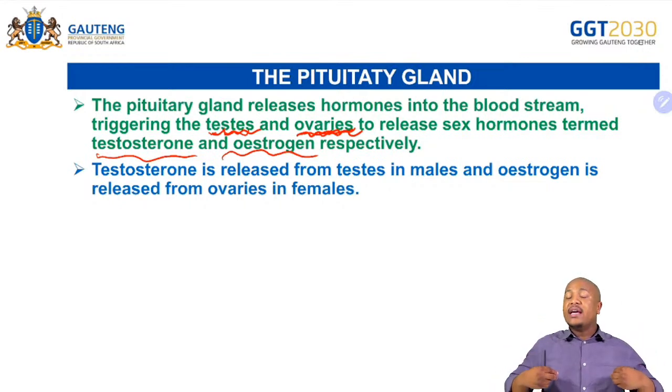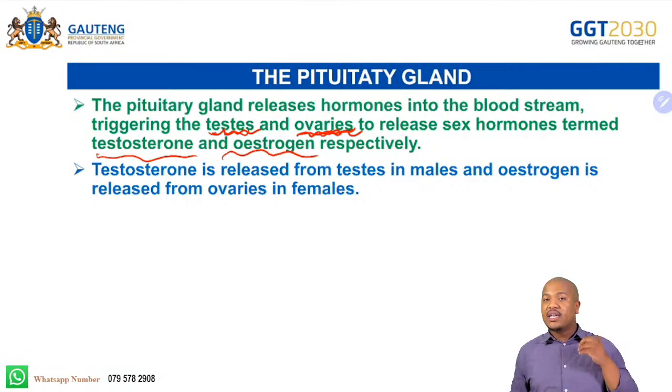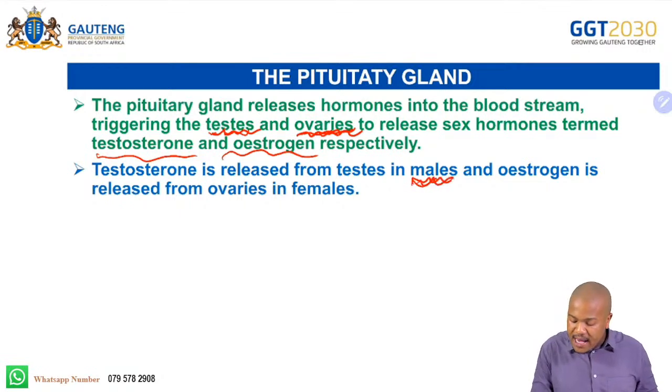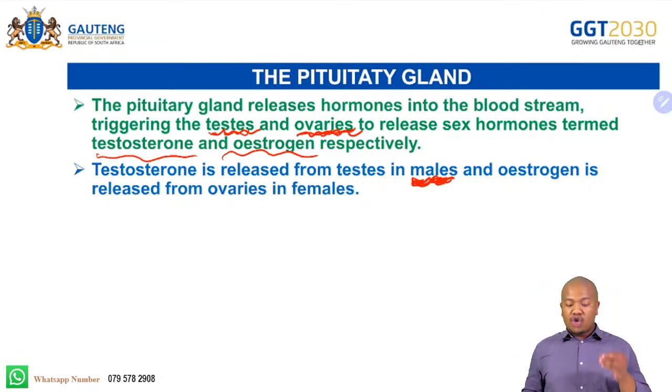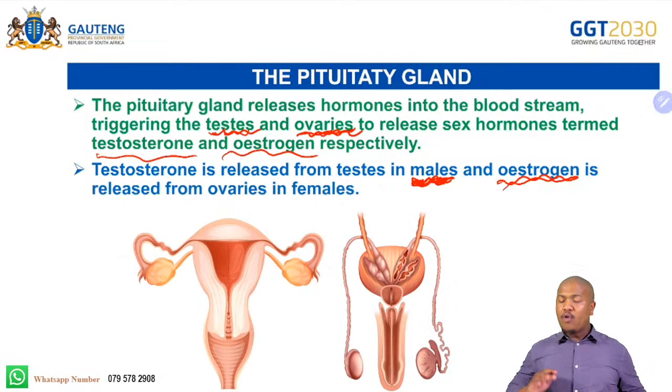bloodstream, and the hormones tell other glands to secrete certain hormones, right? So the hormone secreted by the pituitary gland is responsible for triggering the testes and the ovaries to release testosterone and estrogen. The testosterone is released from the testes in males, and estrogen is released from the ovaries of the females, right? Both these hormones are different from each other, hence they perform different functions for the different bodies, right?